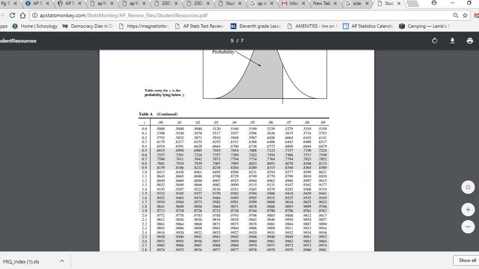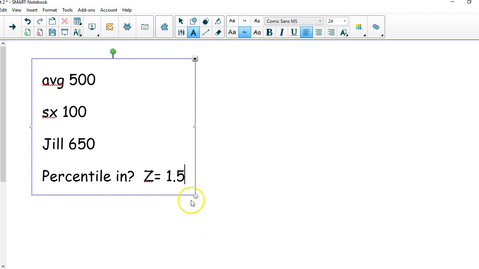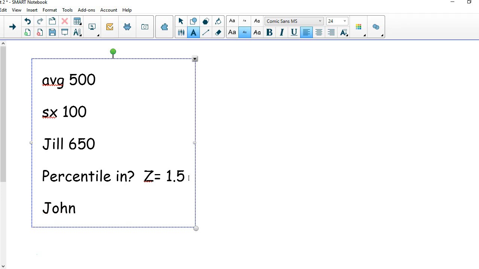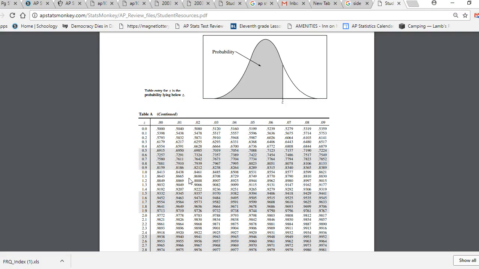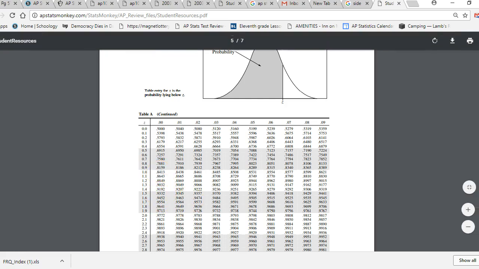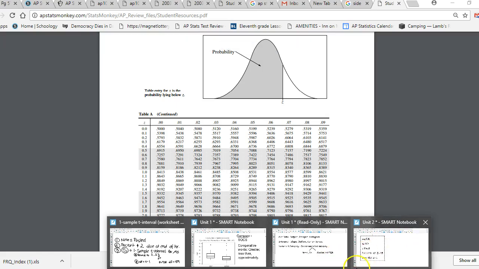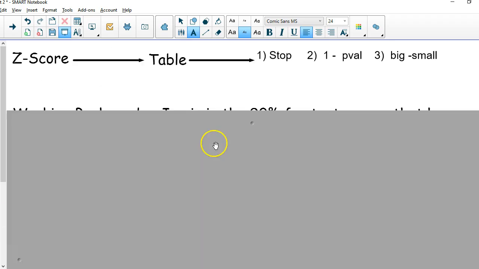If you get John's score as well, and you say what percentage of people score between John and Jill. John got, let's say, a 400. Okay? John's z-score then would be a -1. He's 1 standard deviation below the mean. If I'm asked what proportion of people are scoring between John and Jill, I'm going to get John's percentile, I'm going to get Jill's percentile, and I'm going to subtract them. So that is the purpose of this.